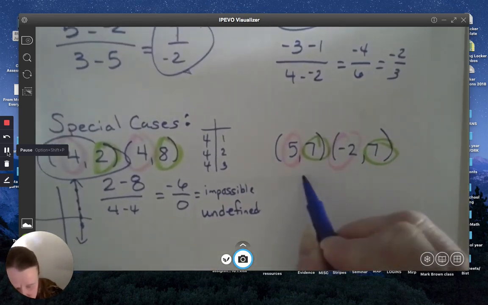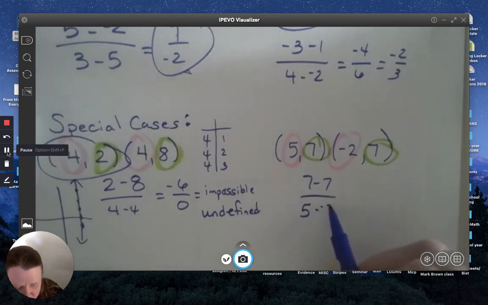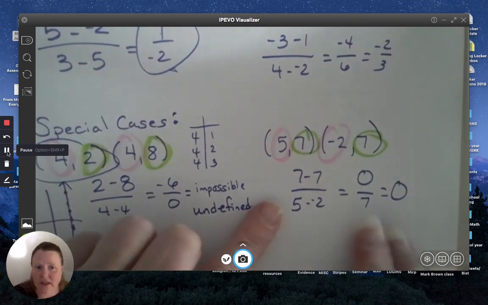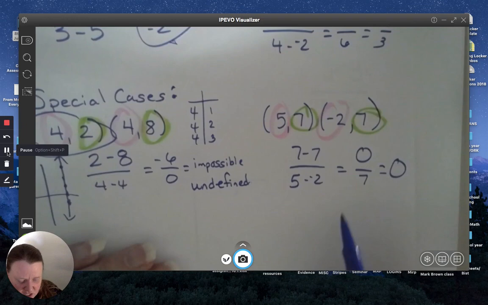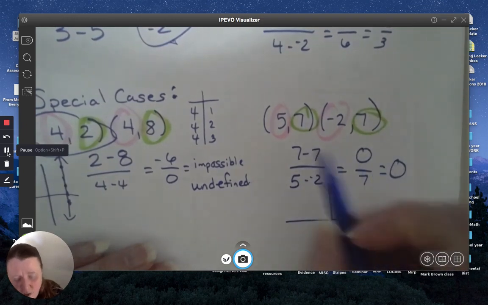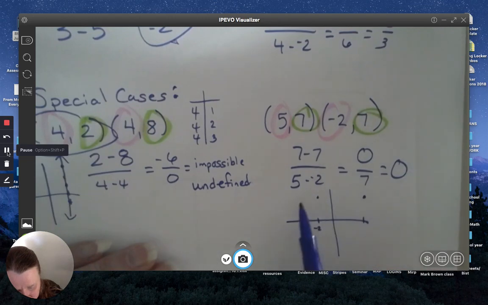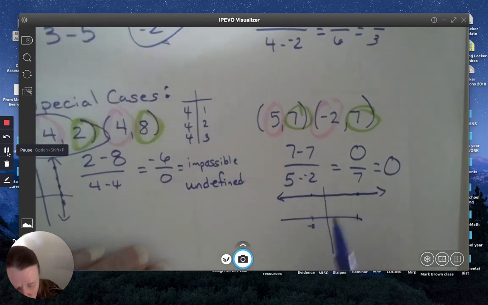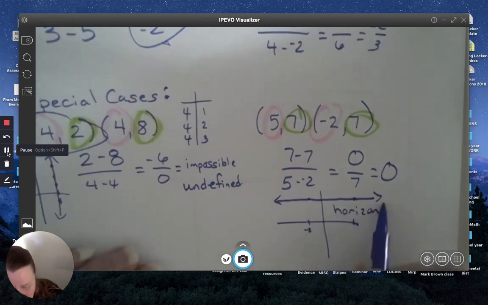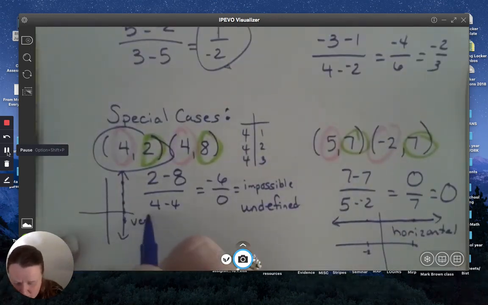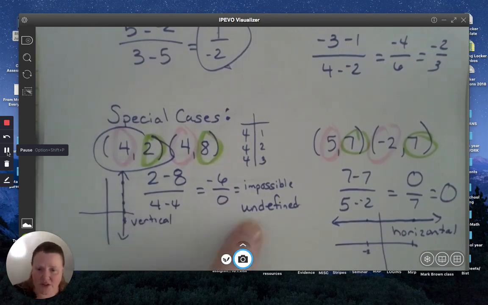This one is not, and we did that on the first problem already. This one would be 7 minus 7 and then 5 minus -2, which would give me 0 over 7, which is 0. This, we don't consider it special, but we do have a specific way that we graph it. So if we were to plot the points, at +5, we're up at 7. And at -2, we're also up at 7. And so what you look like that is a flat line. So this is a horizontal line. It has a slope of 0. And this one is a vertical line, and it has a slope of undefined.